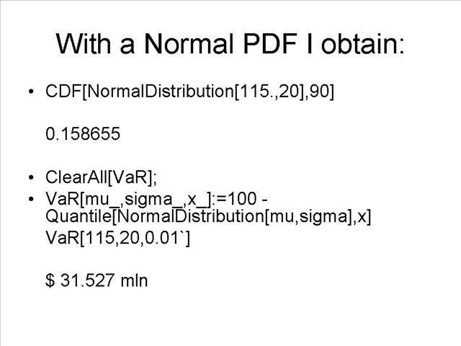Now, if I want to compare what I obtain by using a log-normal distribution with what I obtain with a normal distribution, I do basically the same, this time using a normal distribution. I obtain the probability that the end-of-year portfolio value is less than 90 million equal to 15.86%, and a value at risk equal to 31.527 million.